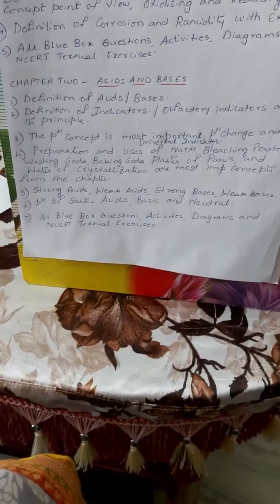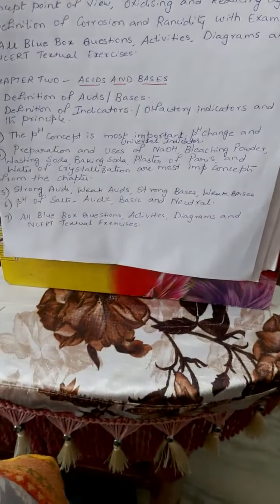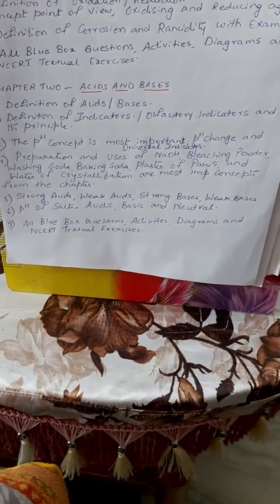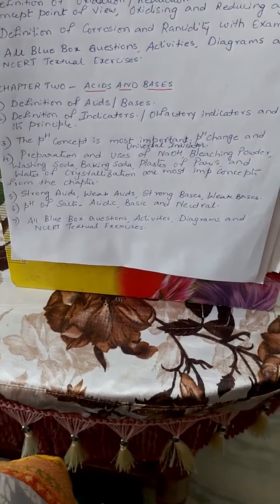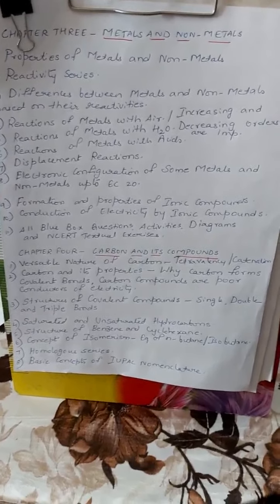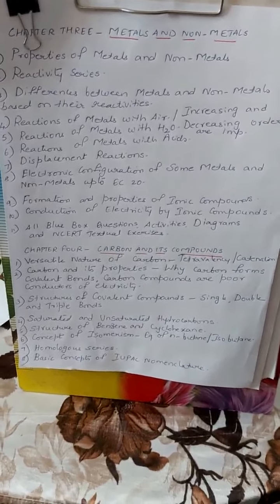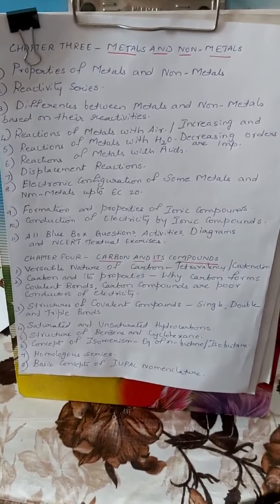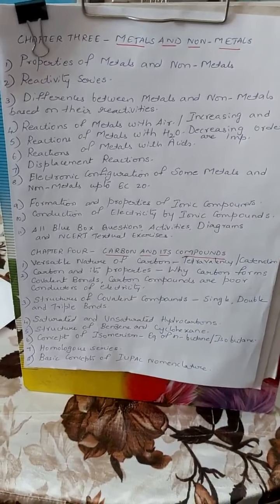And you should also be very thorough with all the blue box questions, activities, diagrams, and NCERT textual exercises. Now coming on to chapter 3, which is metals and non-metals. So how should a student prepare himself or herself for metals and non-metals?